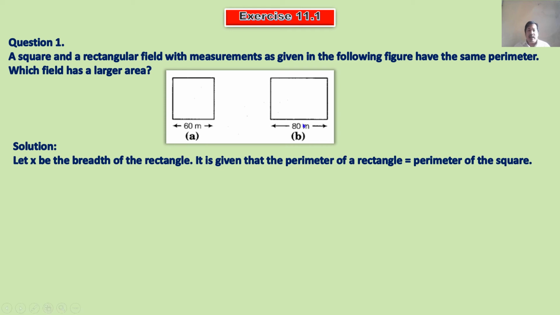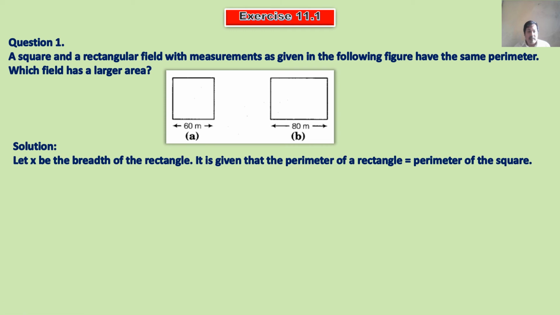But in the rectangle, what happened? We need to find out the breadth also. We need the breadth to find out the area, isn't it? Because area of the rectangle is length into breadth. So breadth is not given. So this breadth is unknown. So let us take this unknown value of breadth as x. x be the breadth of the rectangle. And also it is given that the perimeter of the rectangle is equal to the perimeter of the square.